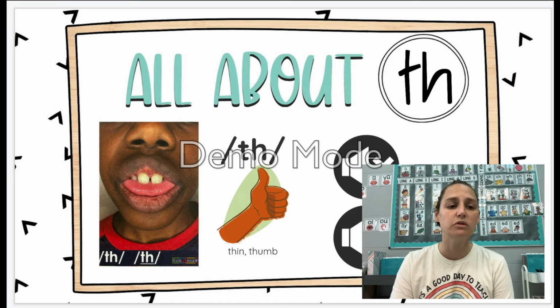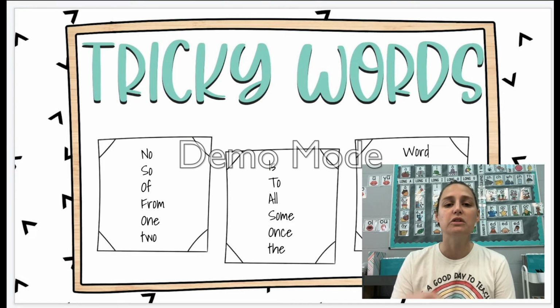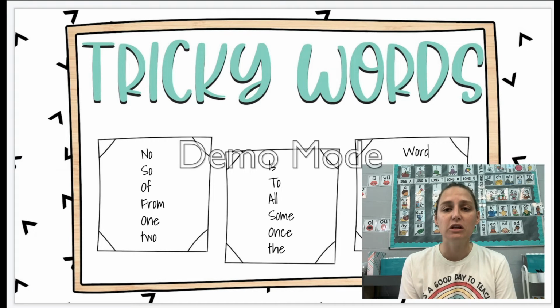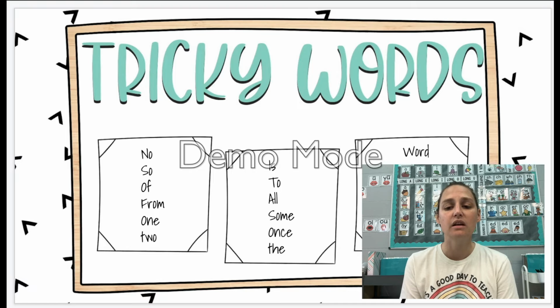And then we also have tricky words. Tricky words are words that we can't sound out, so the letters don't actually make their sounds, and they trick us. These are the tricky words that we have gone over so far: no, so, of, from, one, to. Number 2, it's good to distinguish those, is to, the word, all, some, once, the word are, were, have, do, and who. This week we started talking about the and word.